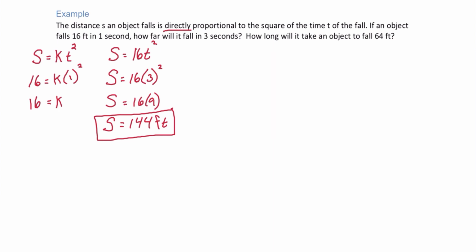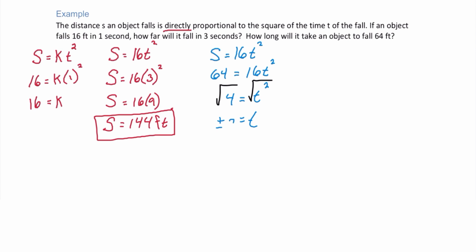Notice we also had a second question. So we'll go back to the equation with our k value of 16. This time it's asking how long will it take for the object to fall 64 feet. So we have 64 for s, the distance, equals 16 t squared. Divide by 16 on both sides, and we get 4 equals t squared. Then we want to take the square root of both sides, and we get t equals plus or minus 2.